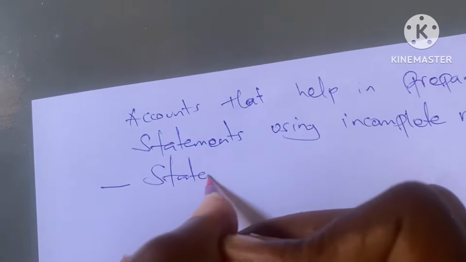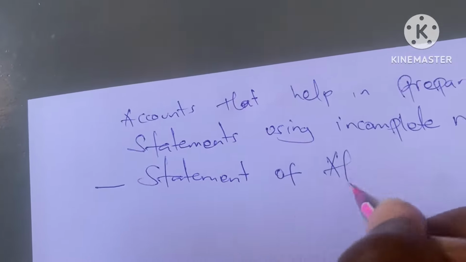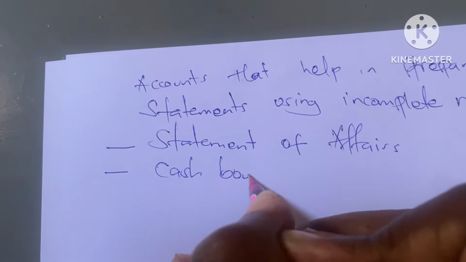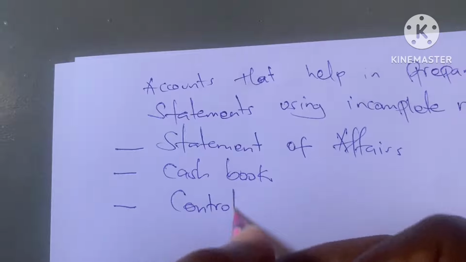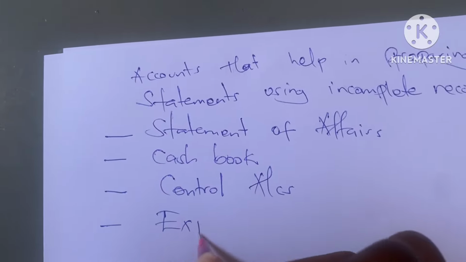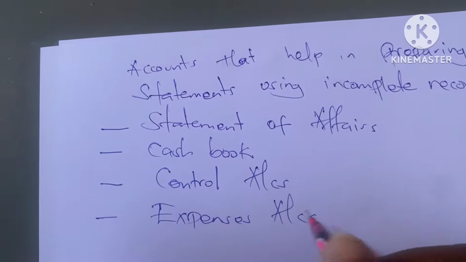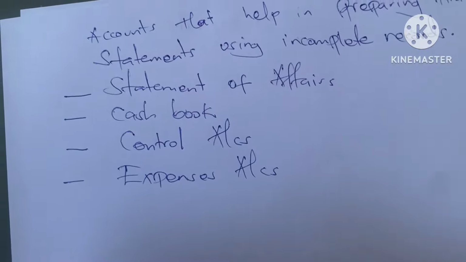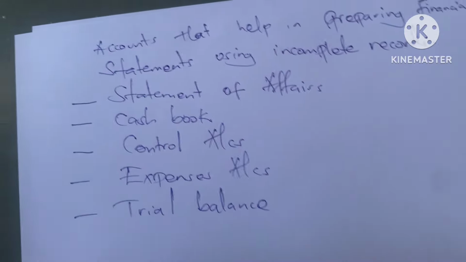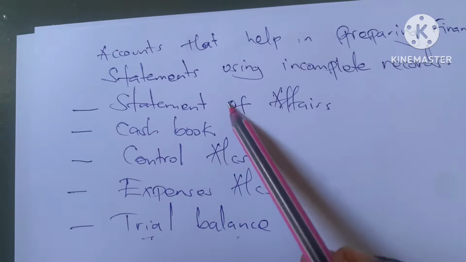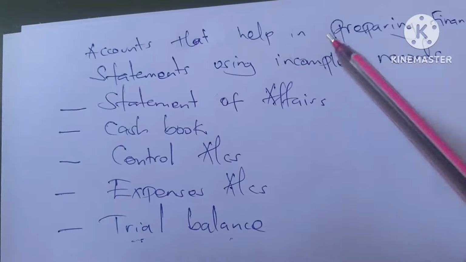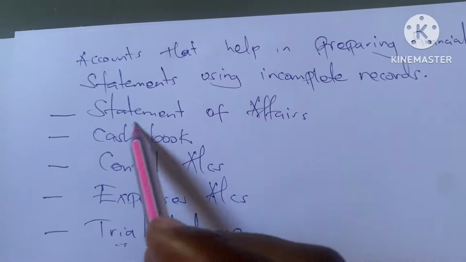So what are those accounts that we use? The first one is the statement of affairs. Then the second one is the cash book. Then we have the control accounts, where we have the debtors control account and then the creditors control account. Then we have the expenses accounts, and then sometimes the trial balance. This is not necessary most of the time, but these accounts are so important when we are preparing financial statements using incomplete records. So in this video we are going to start with the statement of affairs.